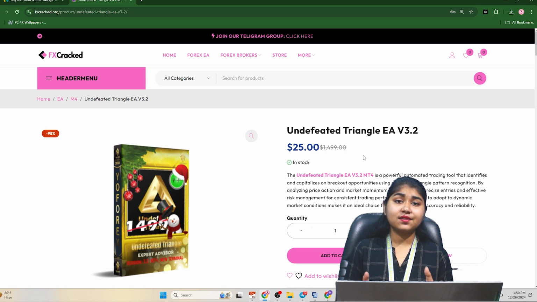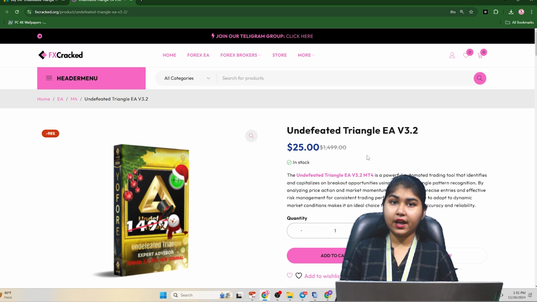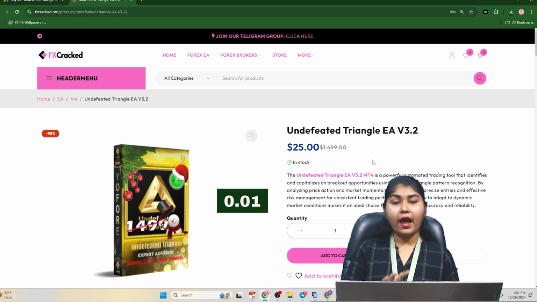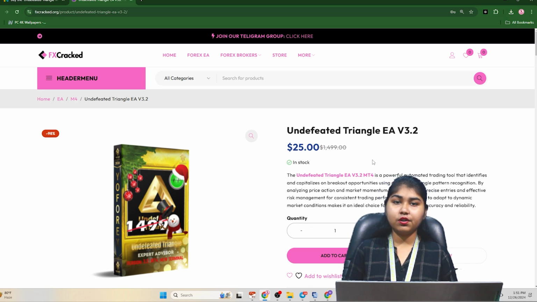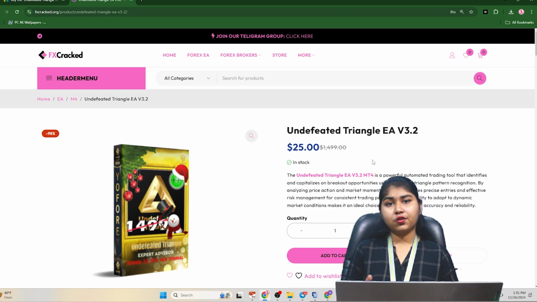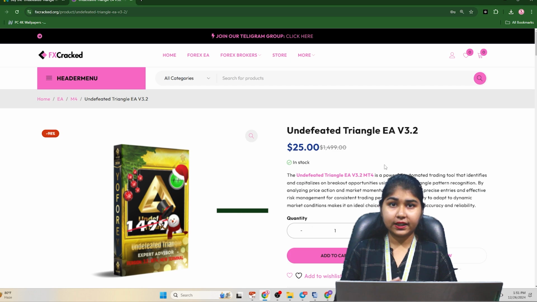So you can get started with any amount and you can trade with 3 different pairs, odd CAD, odd NZD and NZD CAD, and use smaller lot sizes like 0.01 for a small account. And if you have accounts more than $500, you can use different lot sizes like 0.03 or 0.04, but do not increase your lot size more than that.